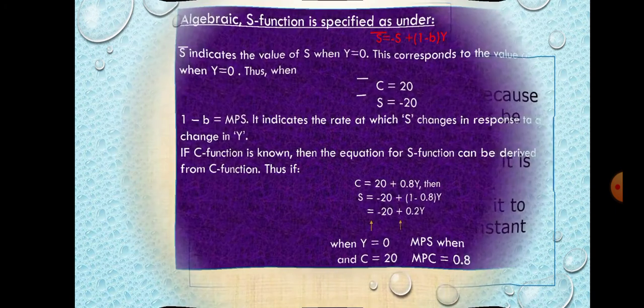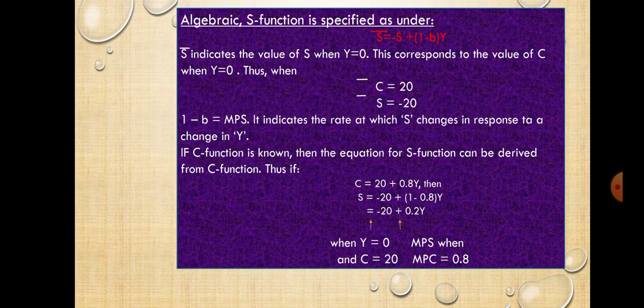The algebraic presentation of saving function is, we know that saving function S is equal to function of Y. If it is specified, then it will be S is equal to S bar plus 1 minus b times Y. Here S bar indicates the value of saving when Y is equal to 0. This corresponds to the value of consumption when Y is equal to 0. Thus, when C bar is equal to 20, S bar is equal to minus 20.